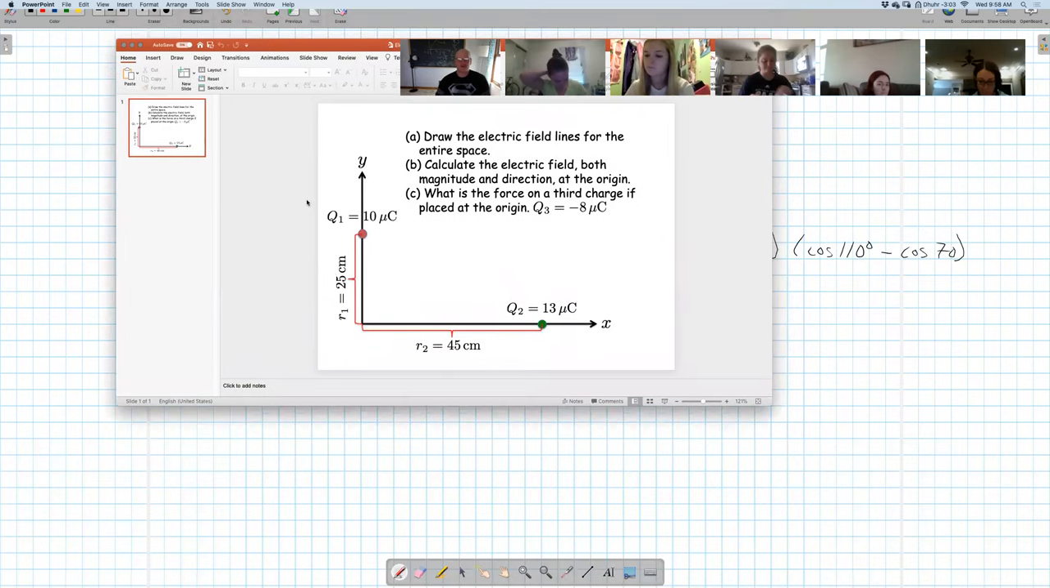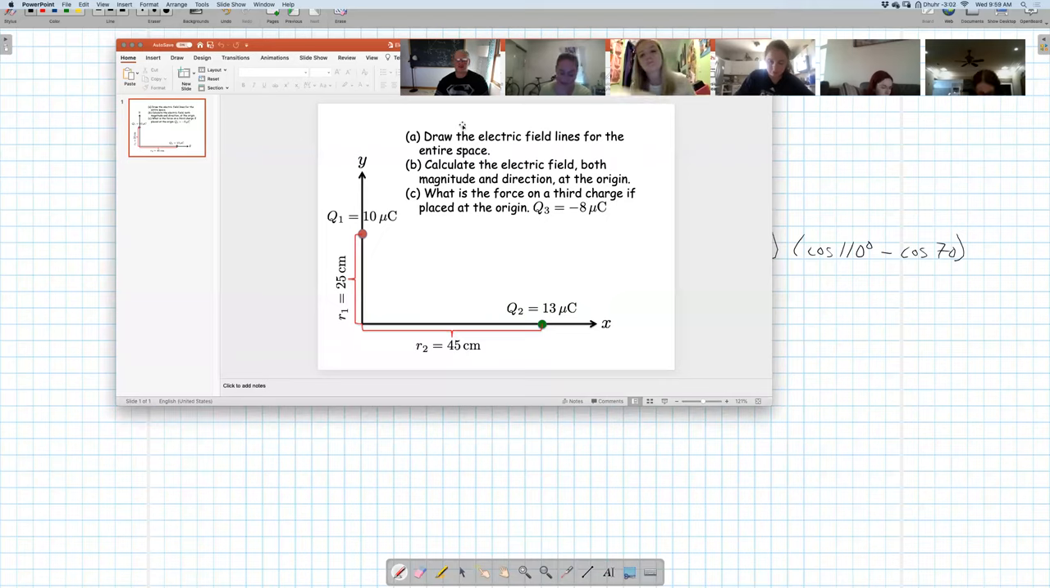This is the first one. First one's pretty simple. So what this says is we have two charges. We have Q1, which is 25 centimeters along the y-axis, which has a charge of 10 to the minus 6 coulombs, because it's a microcoulomb. And then we have charge Q2, which is 45 centimeters along the x-axis, which has a charge of 13 microcoulombs. So these are both positive charges.